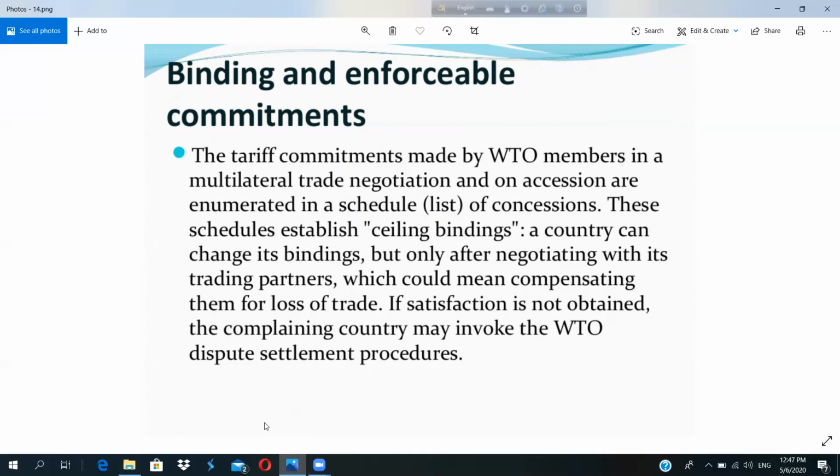The tariff commitments made by the WTO members in multilateral trade negotiations, on market access and on accession, are enumerated in a schedule of concessions. This schedule establishes ceiling bindings. A country can change its binding, but only after negotiating with its trading partners, which could mean compensating them for loss of trade. If satisfaction is not obtained, the complaining country may invoke the WTO dispute settlement procedures.